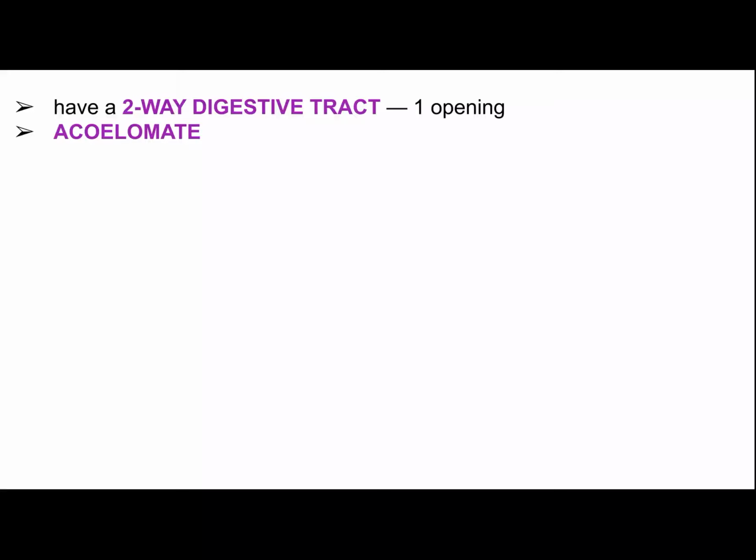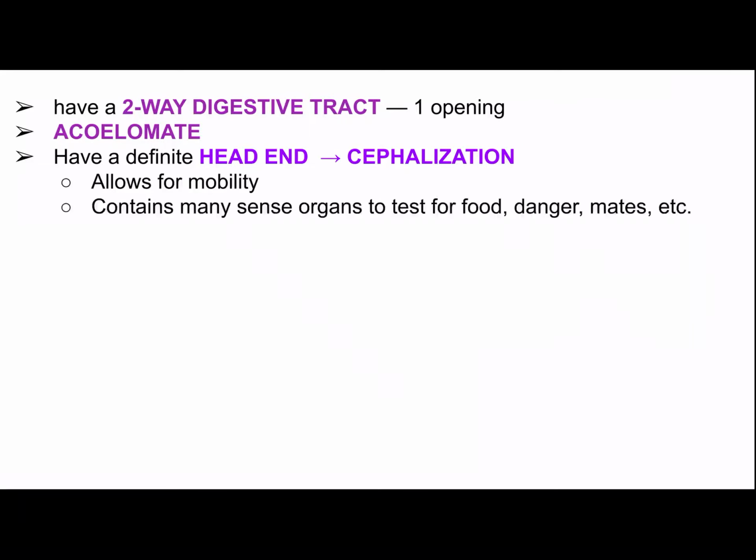All right, these organisms are acoelomates. They're flat. They do not have a fluid-filled body cavity. They do have a definite head end. So these were the first animals to go through that cephalization process that we talked about back in the very first video, okay? Which is a benefit for them because it allows for mobility, all right? There are a lot of sense organs, all right, that can test for food, can test for danger, as well as test for mates, all right?